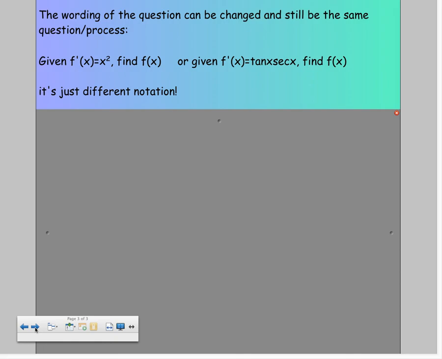Now, I was talking about capital F, but keep in mind that they could word it differently. Here, they said instead, given the derivative, find the function. Isn't that also working backwards? That's the same as saying, given f, find capital F. It's just choosing different ones. I could say, given the second derivative, find the first derivative. Isn't that working backwards? So it's just different notation.